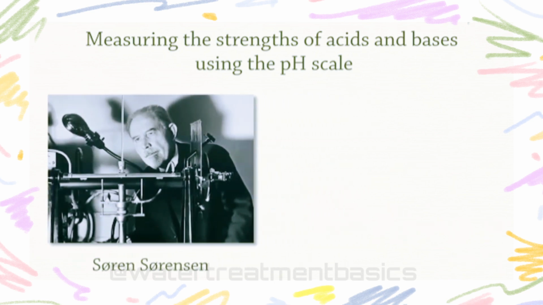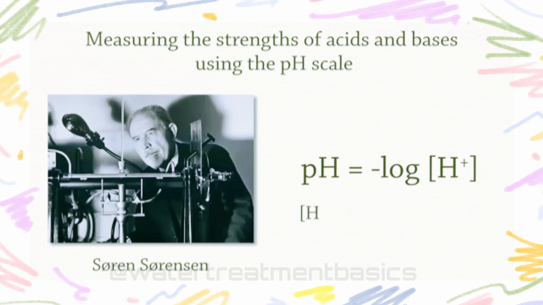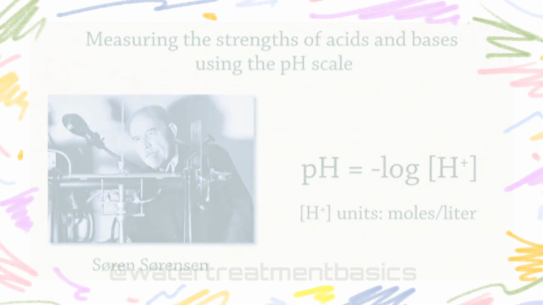The equation is pH equals negative log of the concentration of H+ ions. The concentration of H+ is in terms of moles per liter.